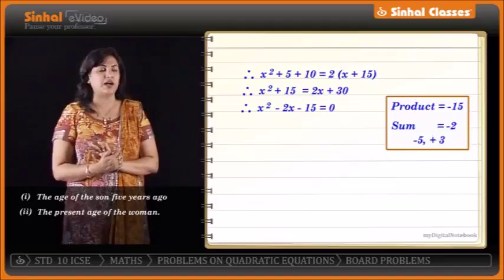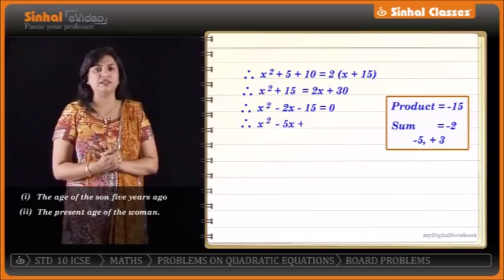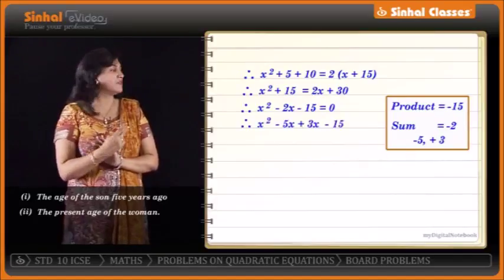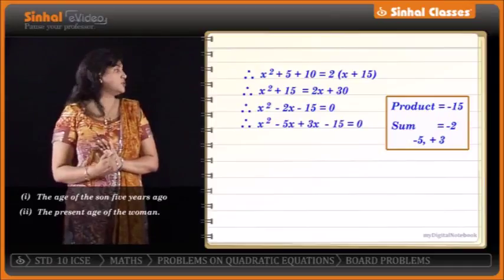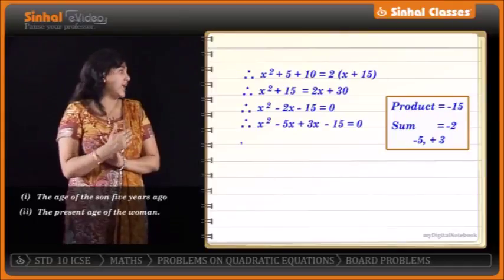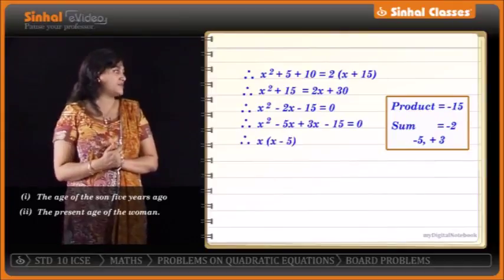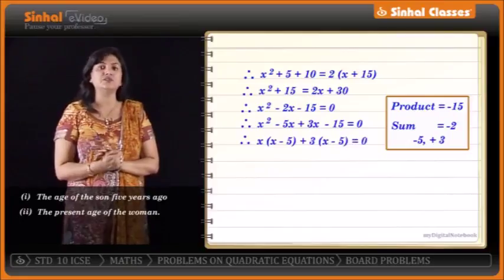The equation becomes x square minus 5x plus 3x minus 15 is equal to 0. From the first two terms, x common, and from the last two terms, we have 3 common. So we get x into x minus 5 plus 3 into x minus 5 is equal to 0.